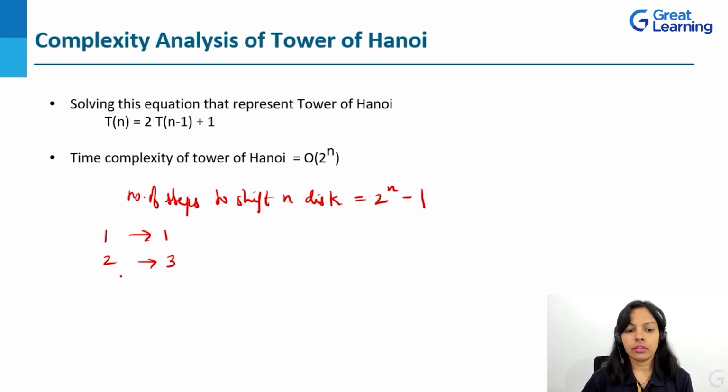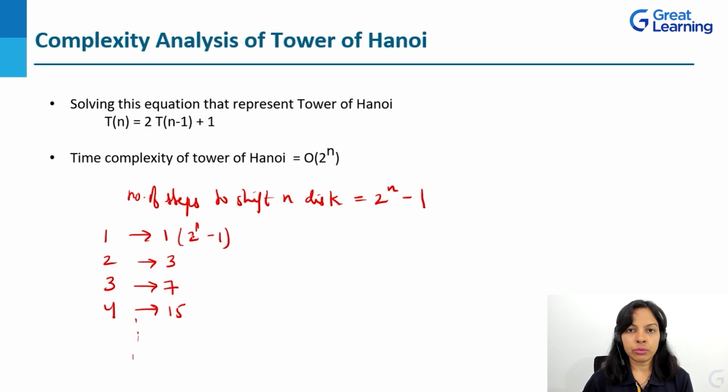So it is three steps. In case of 3 disks, the number of steps is 7. In case of 4 disks, the number of steps is 15, and so on. If you try to analyze this, if I represent 2 to the power 1 minus 1, isn't it the same thing?